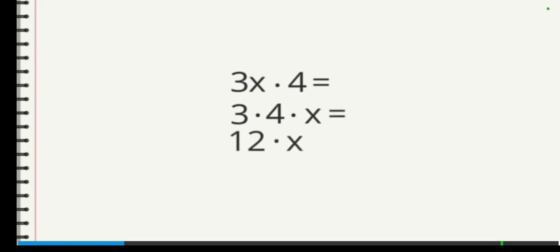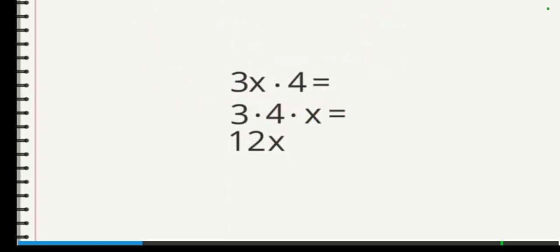3x times 4. Well, it means just the same as 3 times x times 4. And when we're doing multiplication, the order of the factors doesn't matter. So you might as well write it like this. 3 times 4 is 12. And remember, no need to write the multiplication sign between the coefficient and the variable, so it's just 12x.